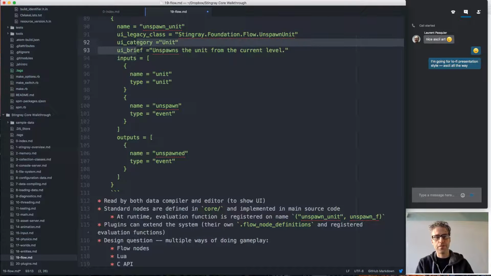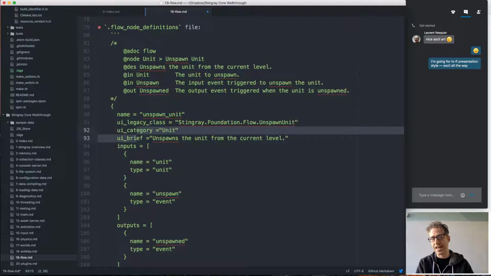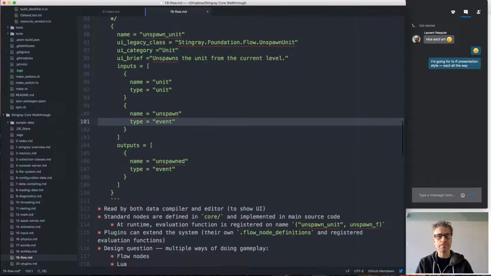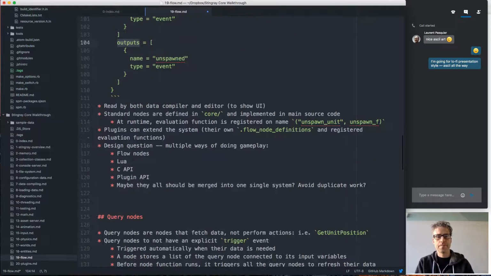But it has some UI information, because these flow node definition files will be read both by the engine and the editor. The engine will read them in order to compile the flow nodes, and the editor will read them in order to know how to show this flow node visually in the flow graph. It specifies the inputs and their types, units, and events, and it specifies the outputs that can come from this flow node.